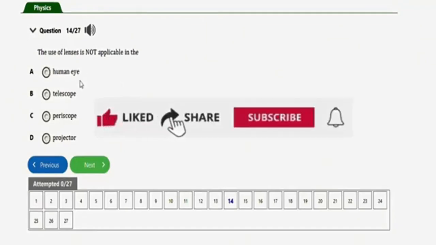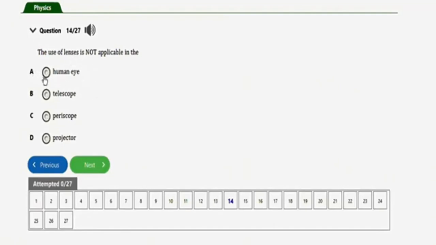This question says, the use of lenses is not applicable in the, we have human eye, we have telescope, we have periscope, we have projector.